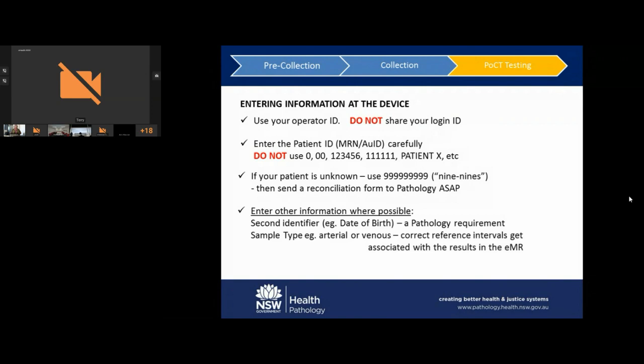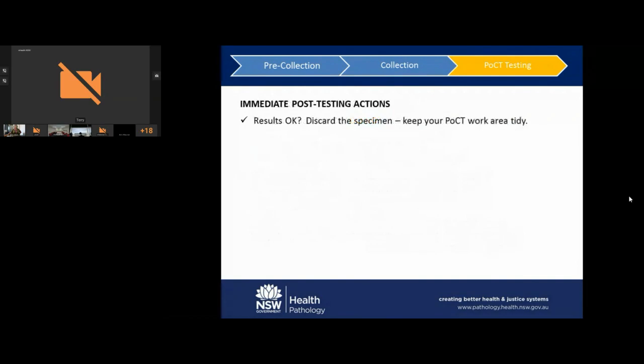Depending on the device being used, further information may need to be added. Firstly, providing the patient's date of birth constitutes the second identifier that pathology labs require from all collections. And put in the sample type where you can, arterial, venous, capillary, etc. This allows the IT system to post the correct reference intervals against the results in the MR to assist accurate results review by your clinicians. After the test is complete, discard the specimen. If there are any questions about the results, it's better to collect a fresh sample for any retesting. And always keep the work area clean and tidy for your colleagues.